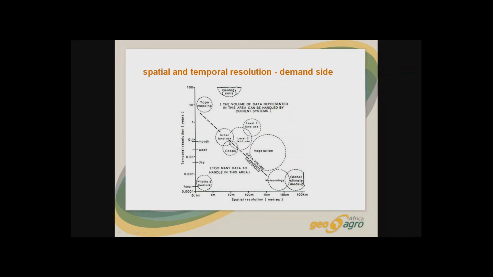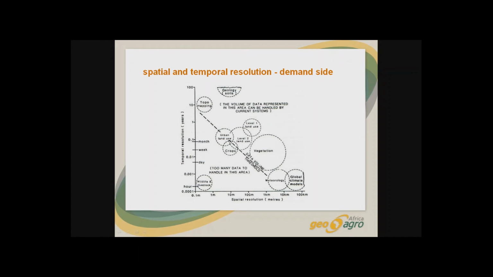It's the same concept. You have global climate models, which will work in the 100 kilometer range. You have topo mapping, which has to be very accurate, but it's enough with a 10-year revisit. We're interested in crops. At that time, they were thinking about crops in terms of a 10-meter resolution and in terms of weekly or bi-weekly revisits.